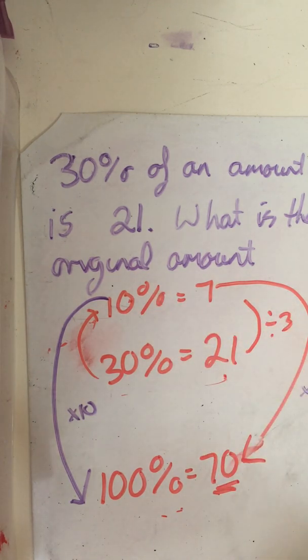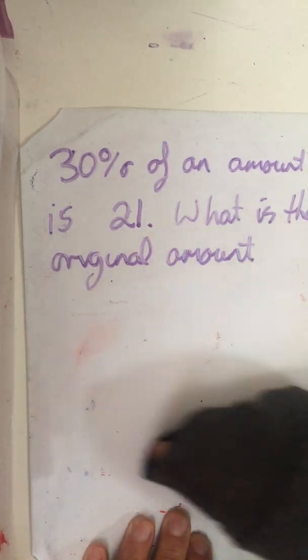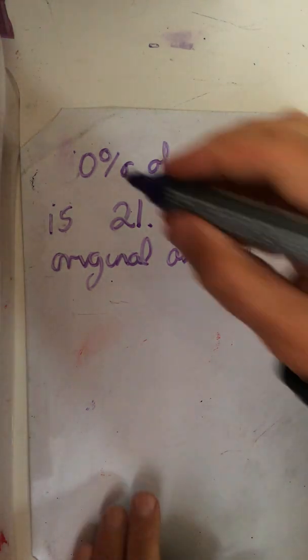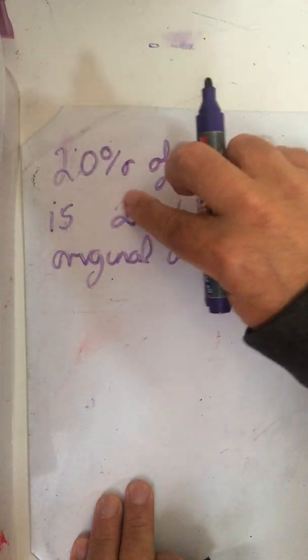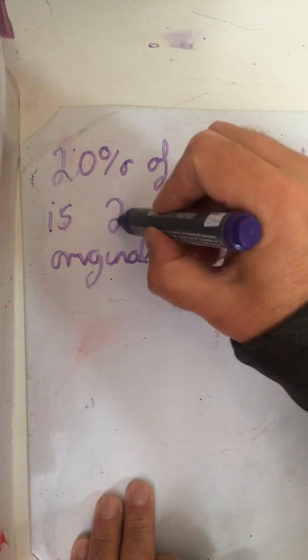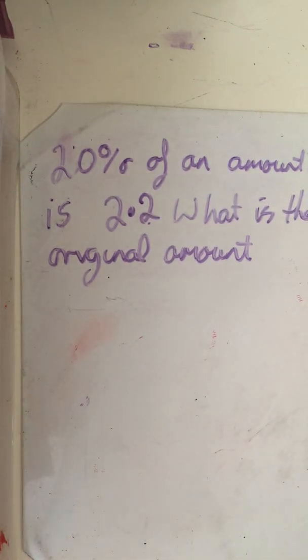Okay, I'll just do one more of those before I give you a couple of questions on it. So let's just change this. We go to 20%, and let's go with 2.2. So 20% of an amount is 2.2. What is the original amount?